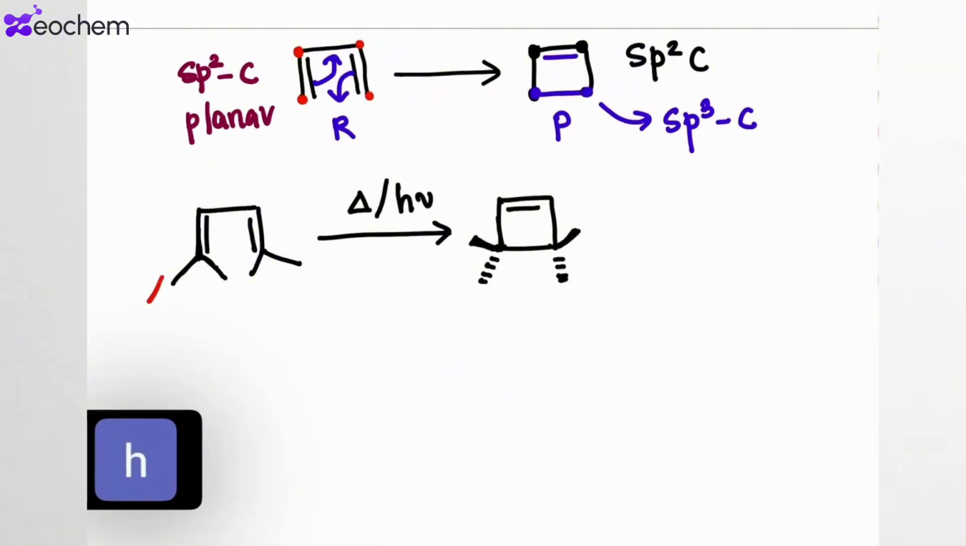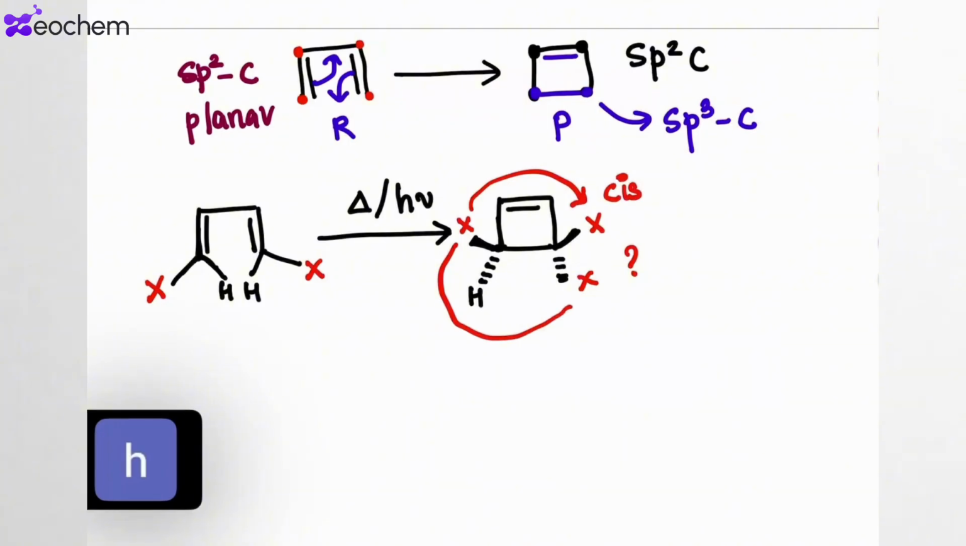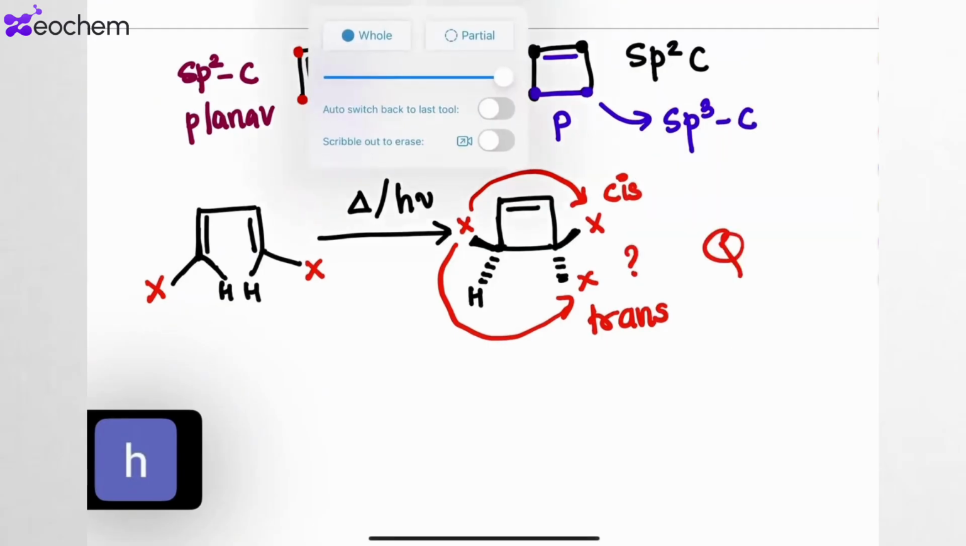So suppose there is a substituent here and a substituent here also. There is hydrogen. If one substituent is coming here and hydrogen is coming here, where will this X come? Here or here? That is our doubt. If it is coming here, this will be a cis product. If it is coming here, it will be a trans product. So what product will we get? Whether it will be cis or trans is our question.